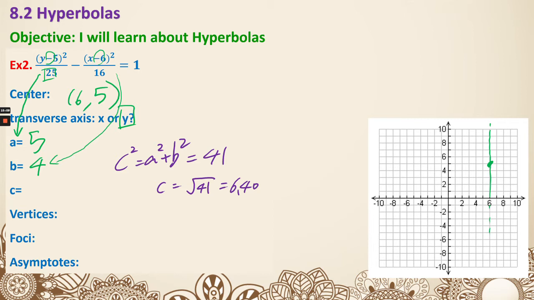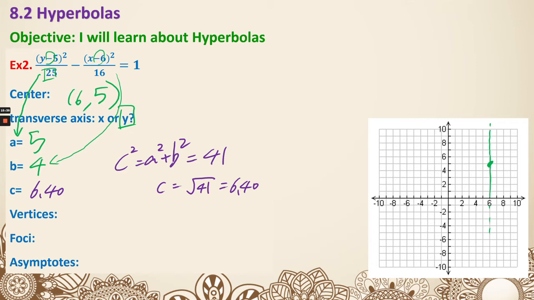6.40 is my C. But here's the tricky thing. The 6.40 is how far away it is from the center. So let me write that down first, and then we can actually start with the vertices. Whenever you're trying to find these values, we will always need to start with the center. So the center is at 6.5, and vertices would actually be 5 away vertically from the center.